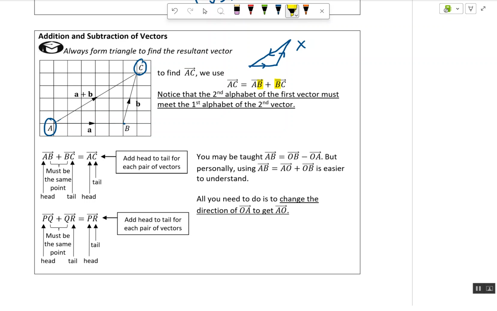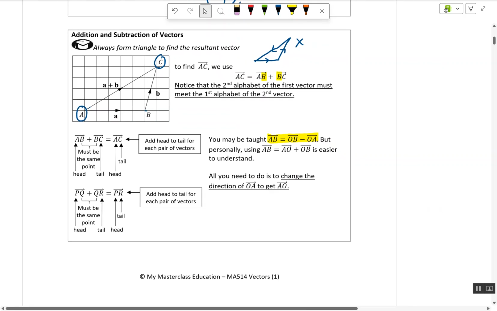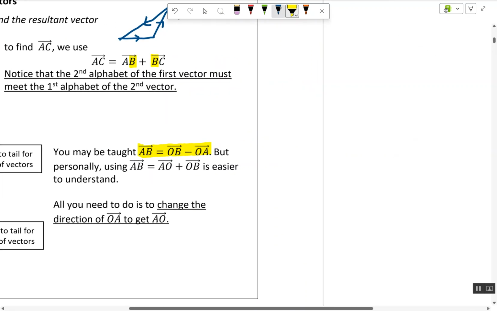Now you may also have been taught that AB equals OB minus OA. It's actually easier to see it as plus, but in JC, because now we are doing higher level, you are supposed to know it is the position vector of the behind guy minus the front guy. I always make things easy for you.